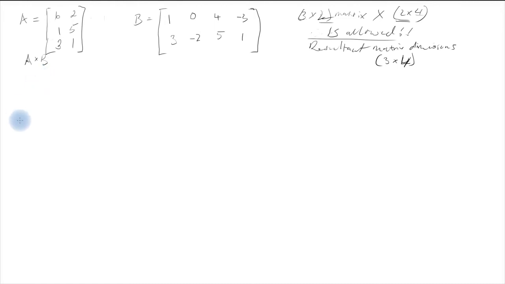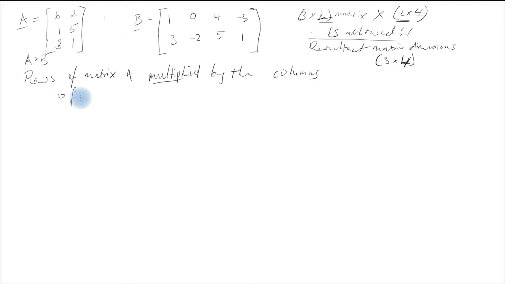Okay, now let me just tell you that the key thing when we're doing matrix multiplication is, we notice that A is first and B is second, we always do the rows of matrix A multiplied by the columns of matrix B.